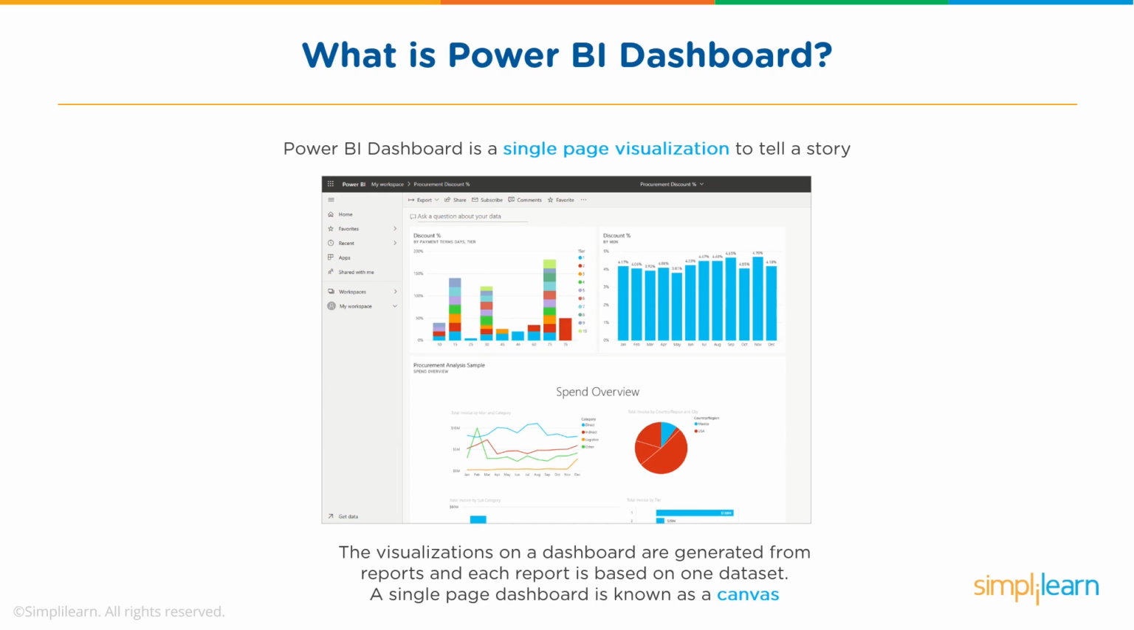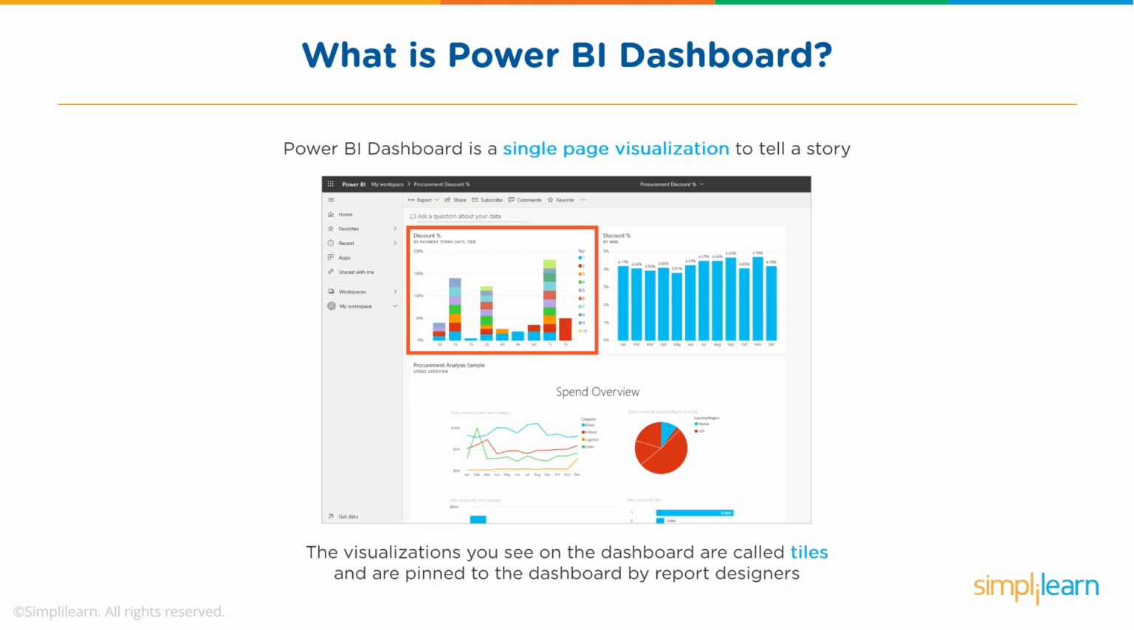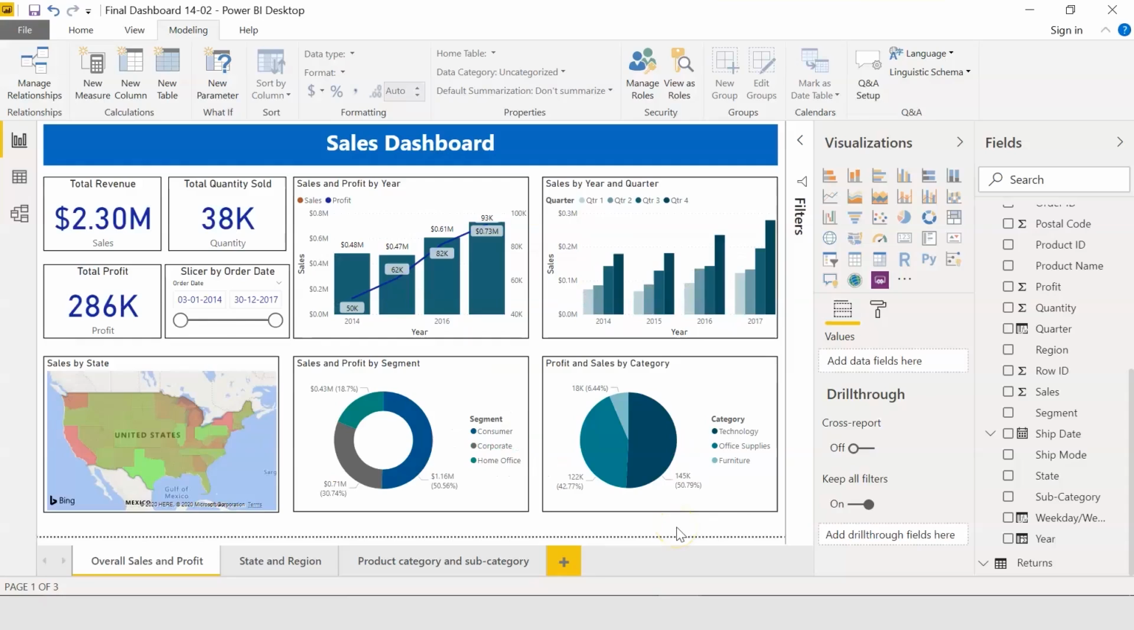A single page dashboard is known as a canvas. The visualizations you see on the dashboard are called tiles, and each of these tiles are pinned to the dashboard by report designers. Today, we'll be covering the following dashboard that you see on the screen. It will be a 3-page report where we will be analyzing the Superstore sample data. As you can see, there are 3 tabs.